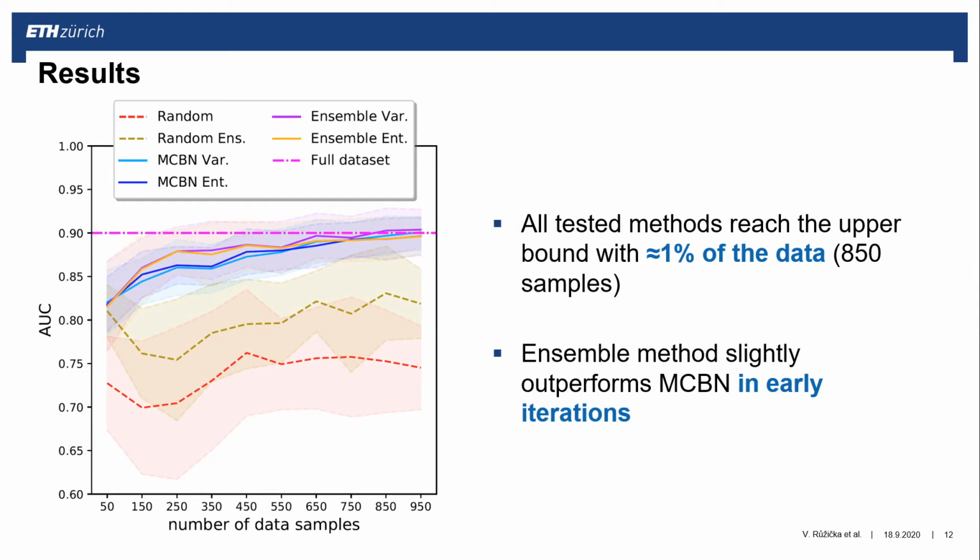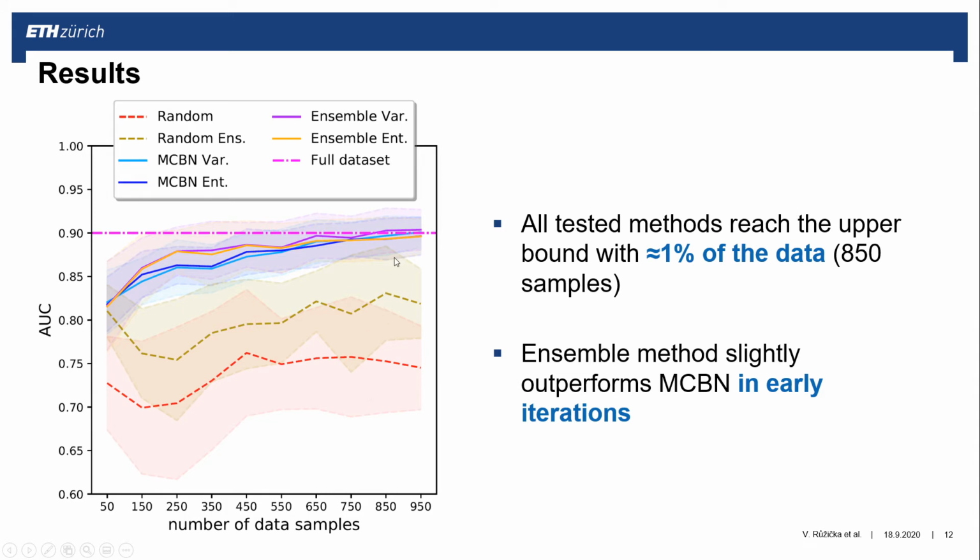So let's look at the results. These two are the random baselines. This line corresponds to the full dataset baseline, and all of these are our tested methods. And so you can see with the progressive number of samples in the training dataset, the performance is increasing. And in about 850 samples, all of these tested methods are able to reach the same performance as the full dataset baseline, with only a fraction of the data, so roughly 1% of the data being labeled.